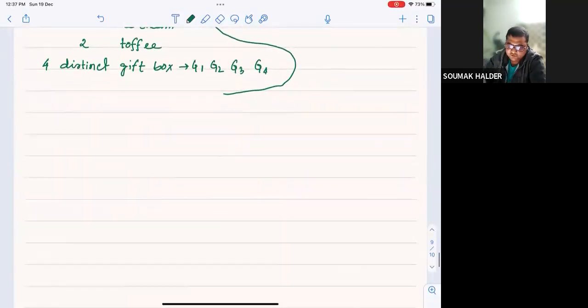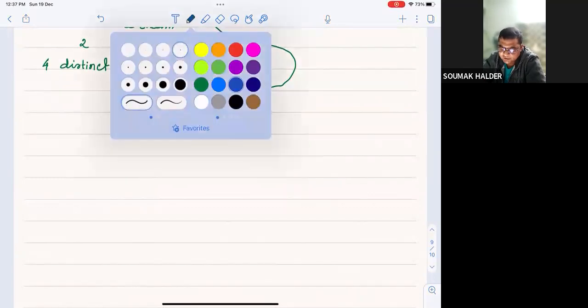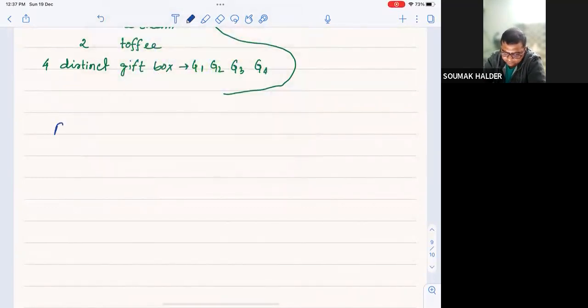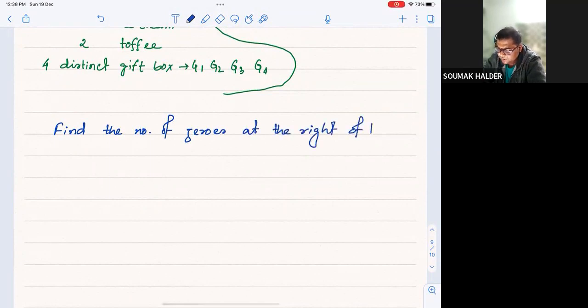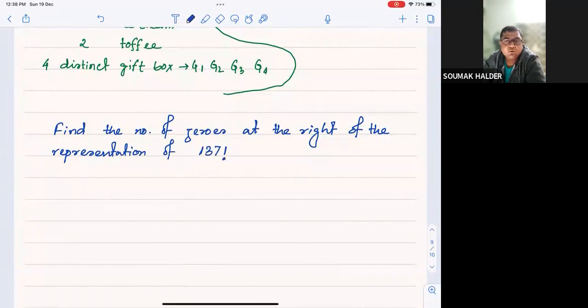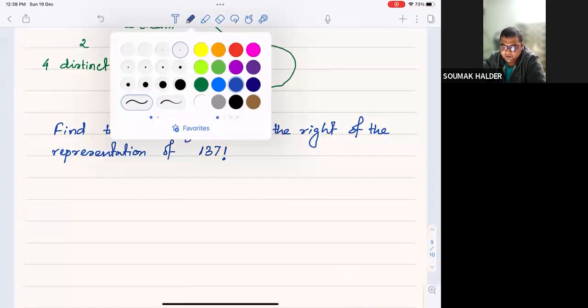So can we go for a last question from this idea? Just try to think. Find the number of zeros at the right of the representation of 137 factorial. Okay, can you answer it?